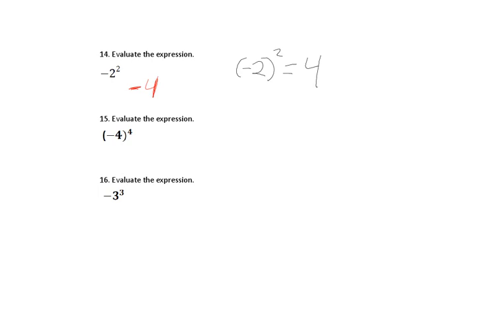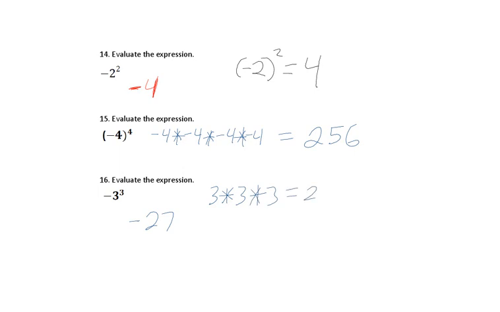15, same way, I would put it in the calculator. But if you don't have a calculator, it's the same as doing negative 4 times negative 4 times negative 4 times negative 4. And if you do that, what you're going to get is positive 256. Then 16 is negative 3 cubed, and that's just negative 27. Because 3 times 3 is 9, times 3 again is 27. And you still have the negative.